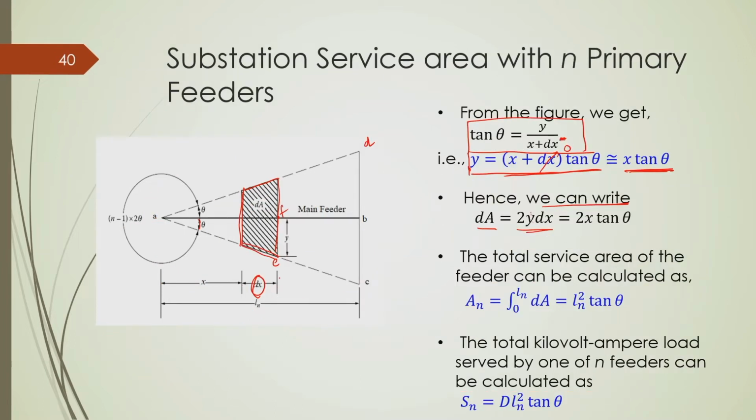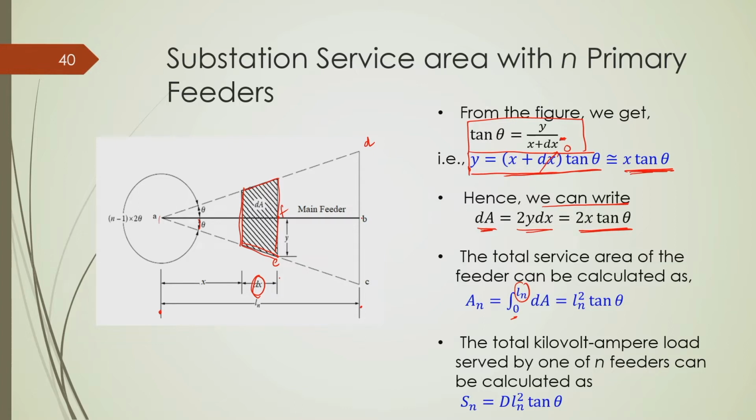So, if we replace this y with the expression x tan theta, dA will come out to be 2 x tan theta. Now, if we integrate this dA for the entire length of the feeder with limits of 0 to ln, where ln represents the entire length of the feeder, we vary x from 0, the point where the substation is located, to ln, the point where the extreme end customers of the primary feeder or main feeder are located, that is point B.